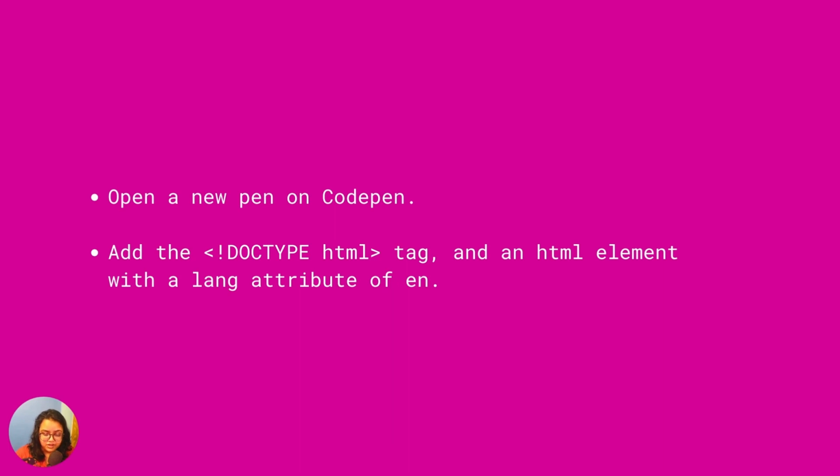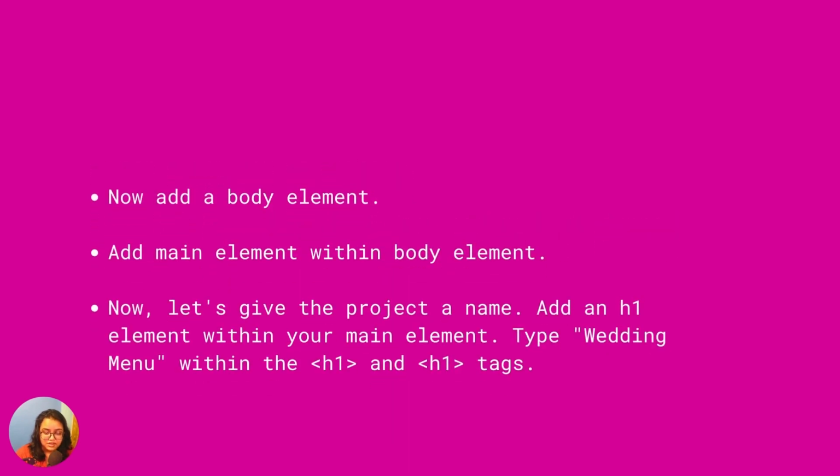First of all, add the doctype HTML tag and an HTML element with a lang attribute of en. Yes, exactly. Put lang is equal to in quotes en inside the HTML tag. Now, exactly as you had done before, add body elements, add main elements within the body, which are the two main tags within the body element.